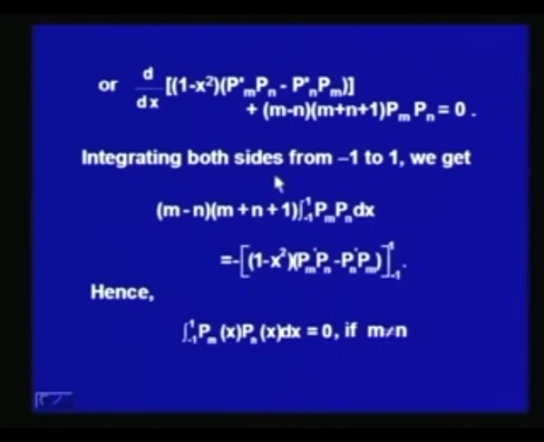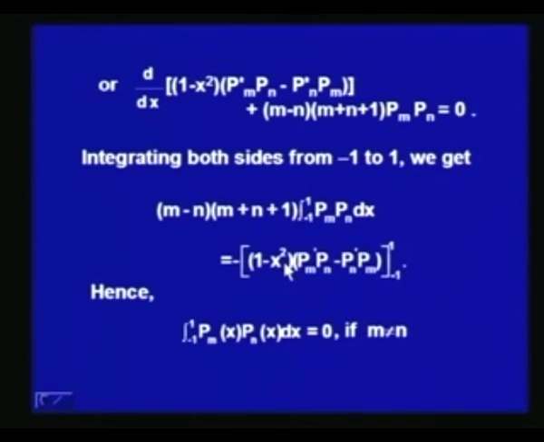Now, let us integrate both sides over the interval minus 1 to 1. We shall get (m minus n)(m plus n plus 1) times the integral over minus 1 to 1 of Pm(x) Pn(x) dx equal to the bracket of (1 minus x square)(Pm dash Pn minus Pn dash Pm) evaluated at x equal to minus 1 and 1.